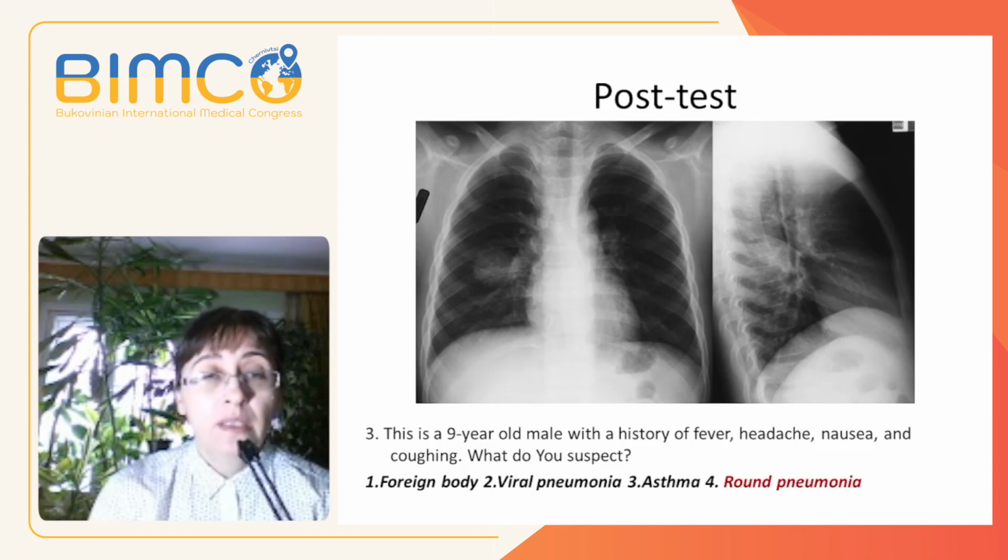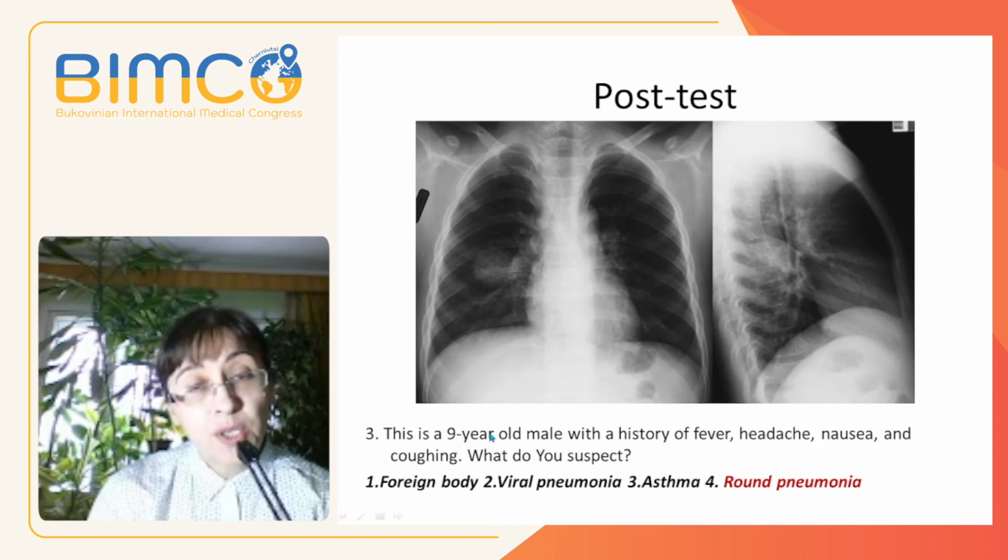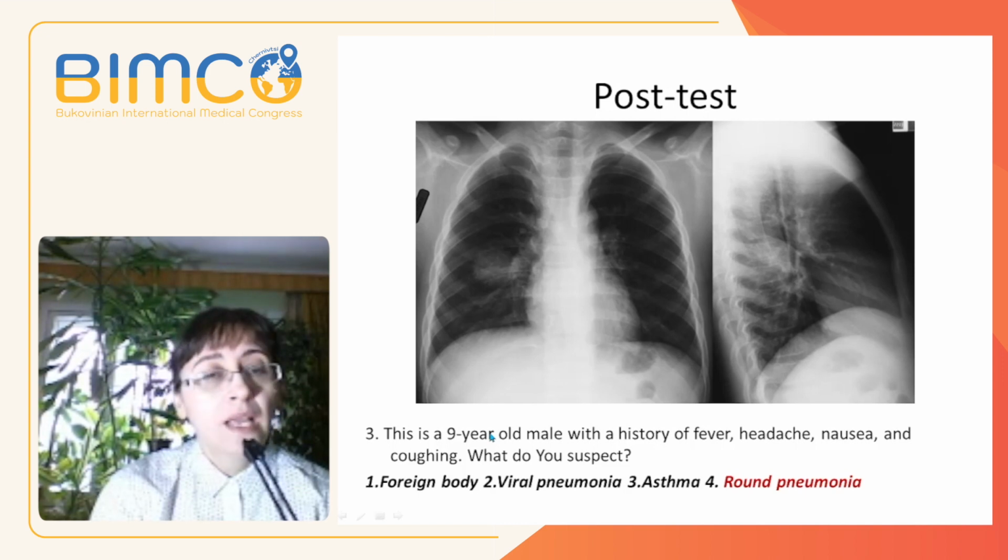Round pneumonia. On the right side, you may observe the round shape, so consolidation, visible also on lateral view, and it tells us that not only up to 5-8 years old but even a little bit older age children may manifest with round pneumonia, which is typical only for this age group and never visible in adulthood. Next case.